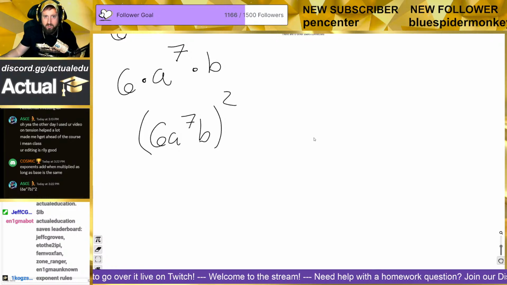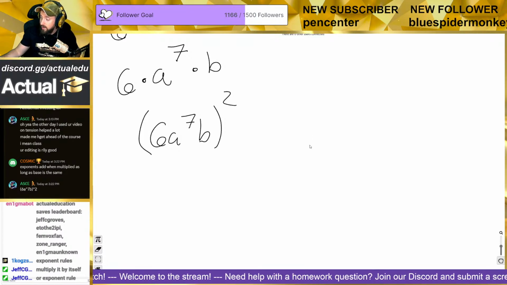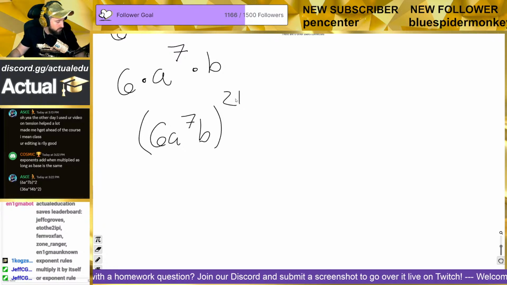There are actually a couple ways to do this. Exponent rules, yeah. Exponent rules are cool. I like Jeff's way. He says multiply by itself. Yeah, that's nice when this is just like a squared. If this becomes like to the 21st power, not gonna work out.